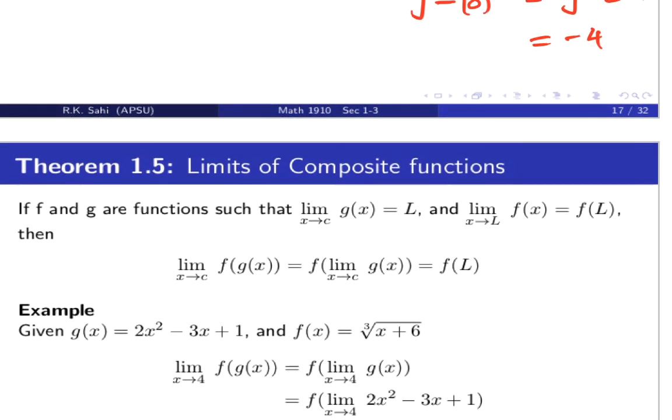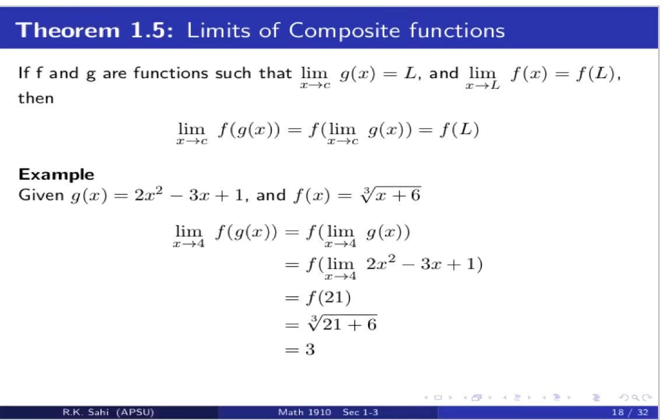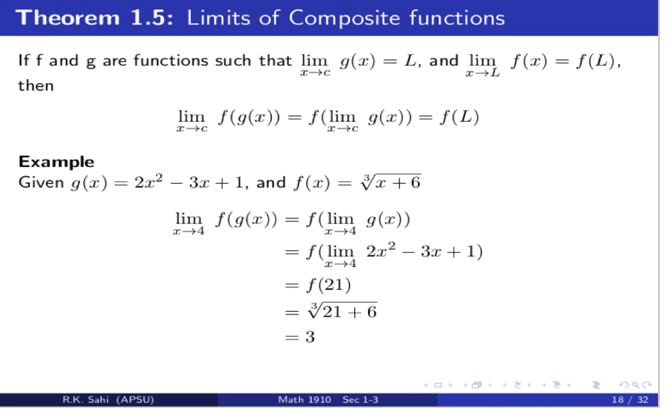Okay, let's look at limits of composite functions. If you have two functions, f and g, such that the limit of g(x) is L as x approaches c, and the limit of f(x) as x approaches L is f(L). Now remember, composite functions means what? That the output of one function becomes the input of the other. So remember, the output of g is L, which becomes the input.